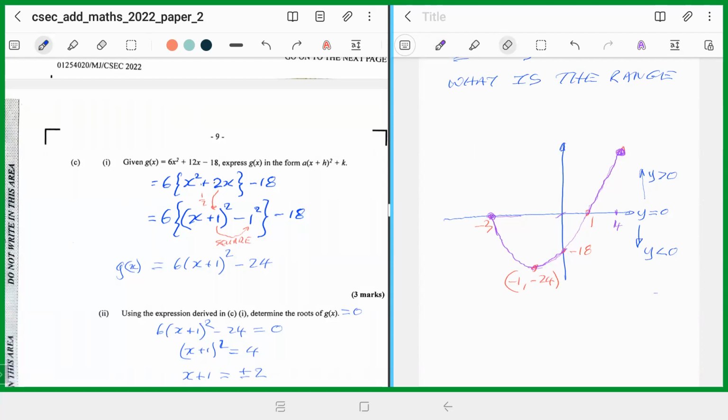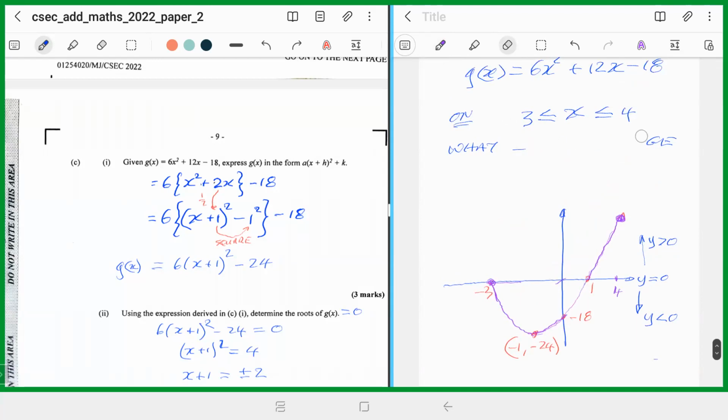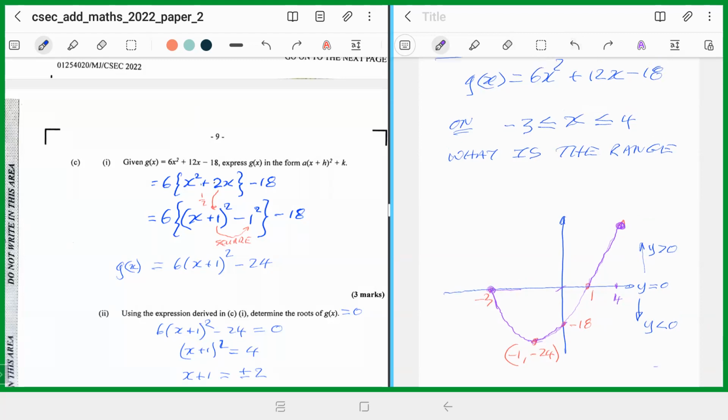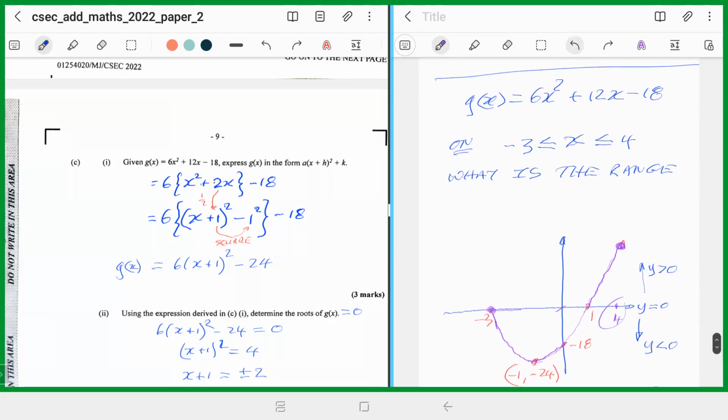But because I restricted the domain, it starts at negative 3 and it ends where the x value is 4. Question is, what is the y value there? What is the y value here? So when the x value is 4, how can I find that out? Plug the 4 into the function, right? Work it out for me.